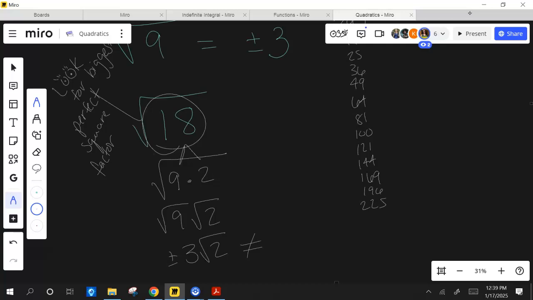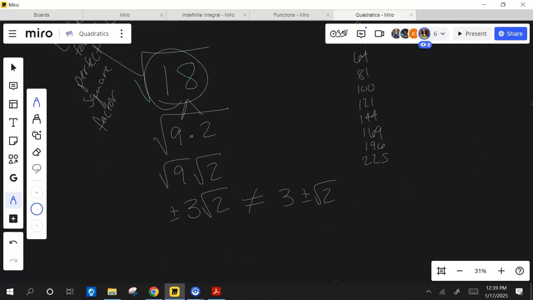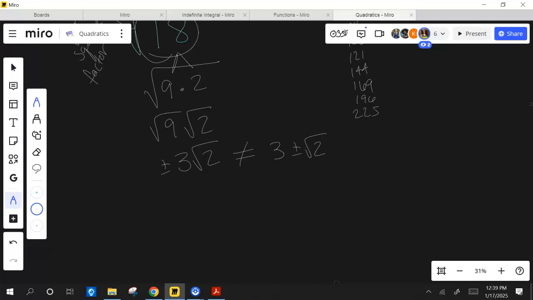This does not equal. You cannot throw that plus or minus in front of that root 2. These are 2 different problems. The first one is 3 times root 2. The second one is 3 plus root 2 and then 3 minus root 2. They are different. Do not do that. Okay? I'm using very basic, simple examples right now, but we're going to get a little more complicated in just a second.